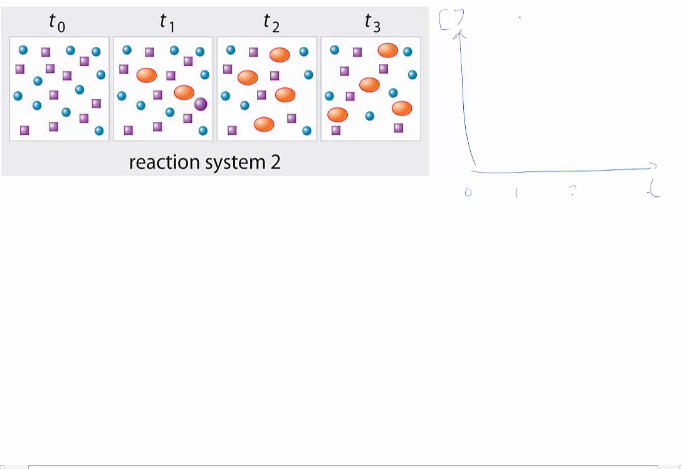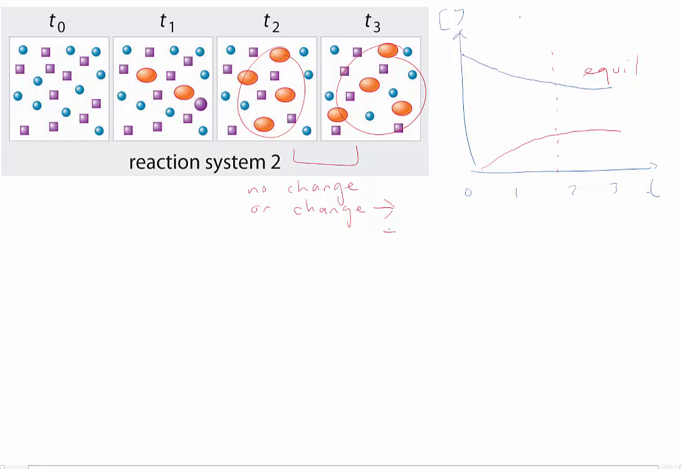This different reaction system has a different set of parameters, so a different concentration versus time graph. And you can see that not as much product is produced, the reactants decrease slower, but equilibrium is actually reached, because between T2 and T3 there's no change in the amount of product or reactant. There's change in the position of the products and the reactant particles, but that is a dynamic equilibrium, which means that the change for the forward reaction is the same as the change for the backward reaction.